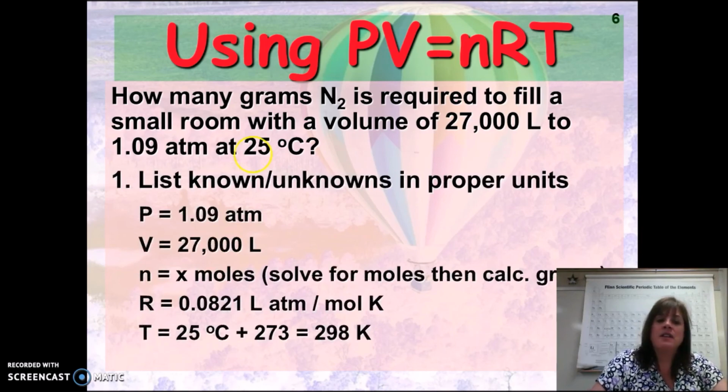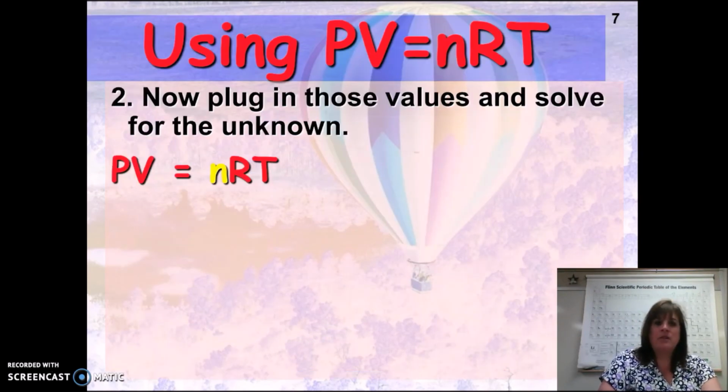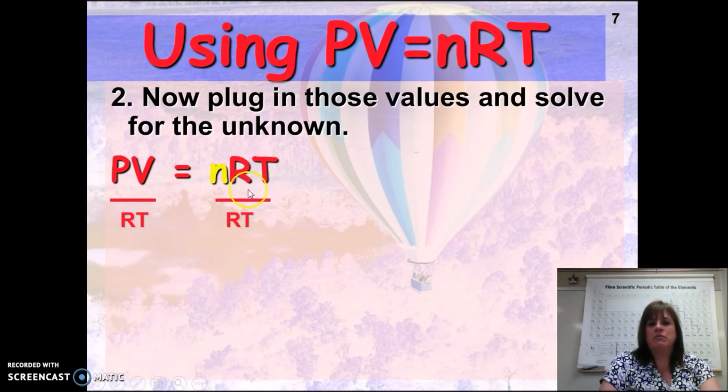So we're going to list all the things that we have, our pressure, our volume, our amount is what we don't know, but we're going to solve for moles first, because n will be in moles, but then we're going to have to calculate grams. There's our constant, and of course temperature, add 273, so that's 298 Kelvin. Now it's just a matter of plugging and chugging. Plug in your pressure, volume, constant, and temperature. There's our equation. Our unknown is the little amount there, the n. And then we're going to divide by the constant and temperature. That'll cancel it out from this side, and we'll solve for amount in moles. So do some math. Let's see if you get the right number of moles.